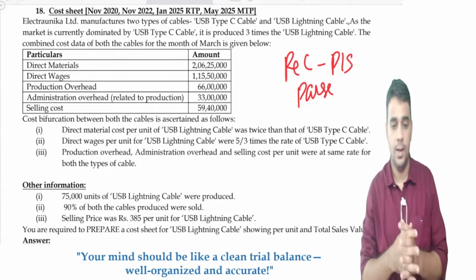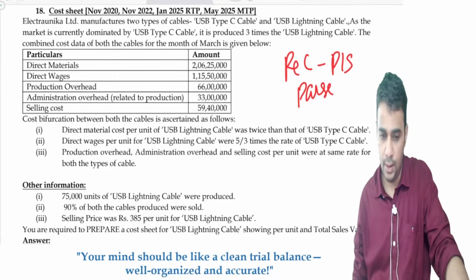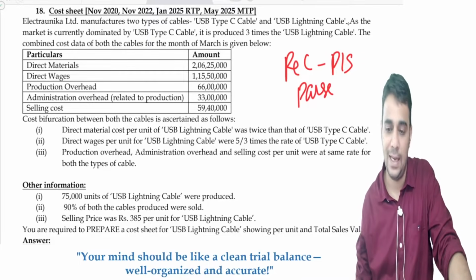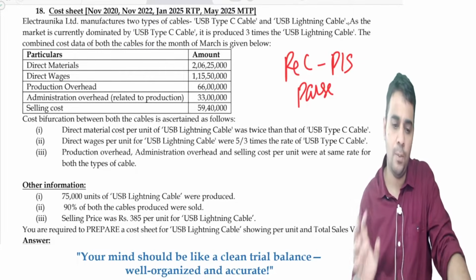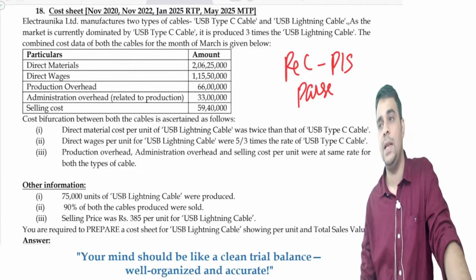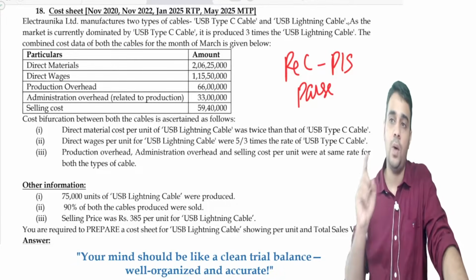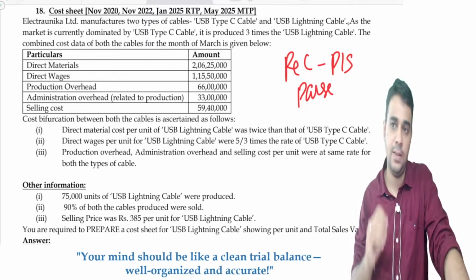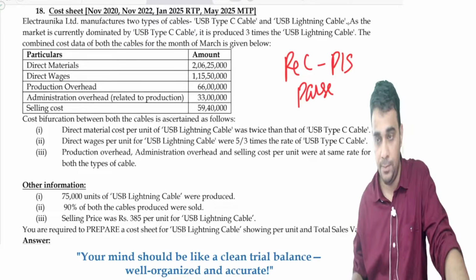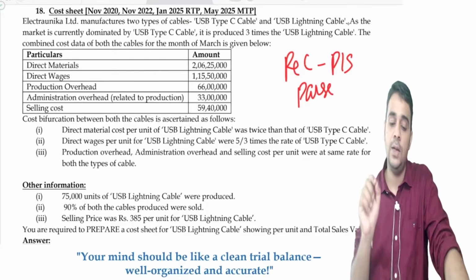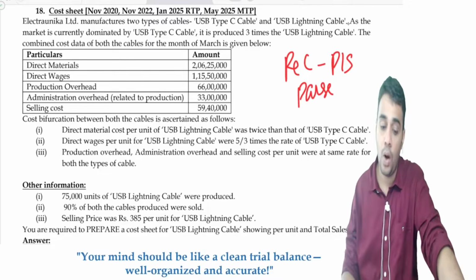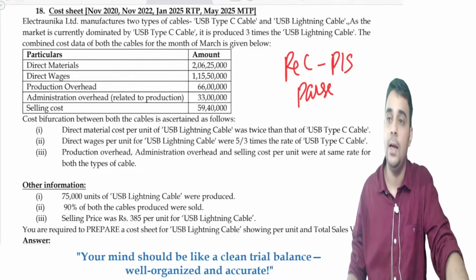Okay, let's now go through the question again. It manufactures two types of cable: USB Type C cable and a USB Lightning cable. Some data on production: Type C cable is produced three times of the USB Lightning cable. So if I produce 1 unit of Lightning cable, Type C will be 3 units of that. The combined data has been given, and in the end they want a cost sheet only for USB Lightning cable.